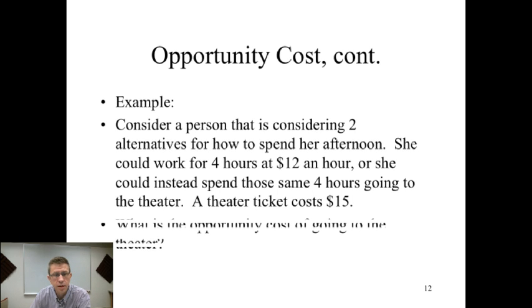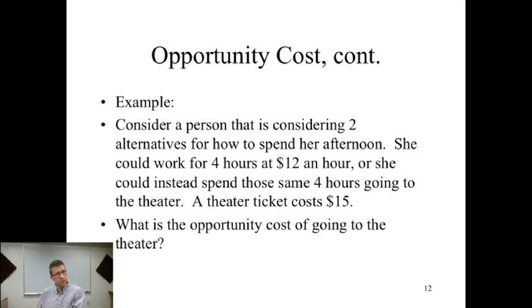So let's go through a monetary example. This is an example that is similar to what you might see in homeworks or on an exam as well. So consider a person with 2 alternatives: to spend an afternoon, work for 4 hours at $12 an hour, or go to the theater. Theater ticket costs $15. What is the opportunity cost of going to the theater? Go ahead and pause this, take a moment, and come up with the answer, and then we'll go through it together and see if you've got it right.